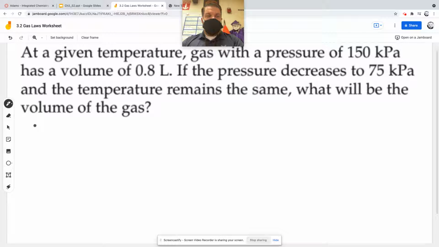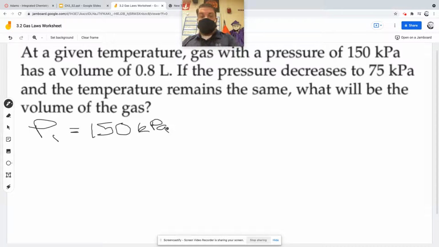So the first thing they give me is the initial pressure, which is 150 kilopascals. And I apologize for the handwriting, but this thing is really sensitive this morning. I probably got to calibrate it again.